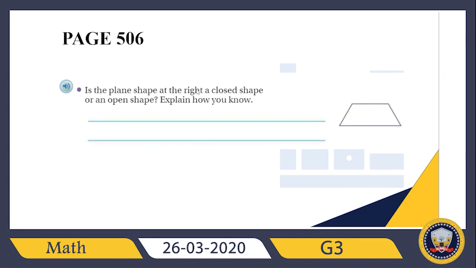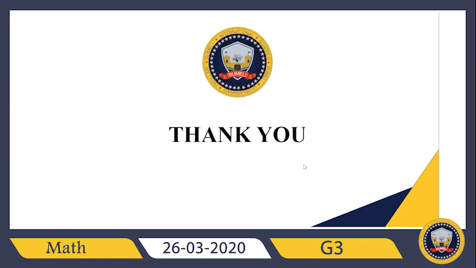Okay, let's read the question now. Is the plane shape at the right a closed shape or an open shape? Explain how you know. Okay, let's check the shape first. It is a plane shape. So, right now, is it closed or open shape? Okay, how can I check it? I need to start from a point. Let's start from here and I'll track the line segment. So, I start from here and its end point is also here. It means my end point and my start point are the same point. So, it means it is an example of a closed shape. Right? Good job. Thank you so much.